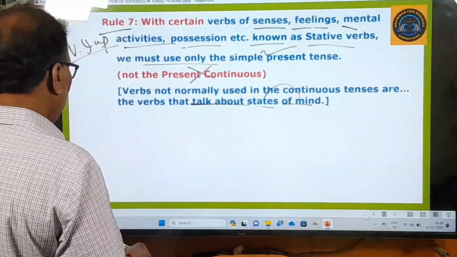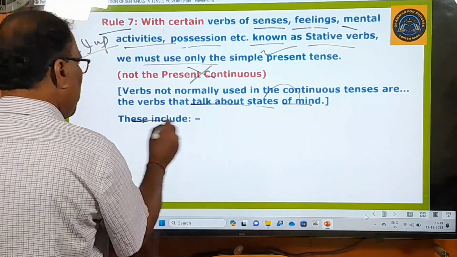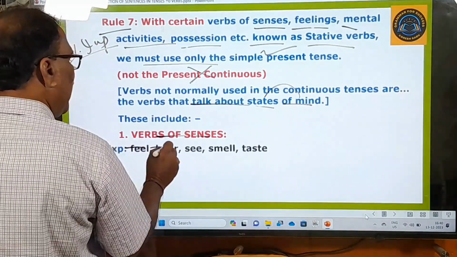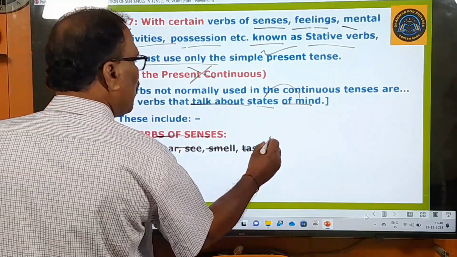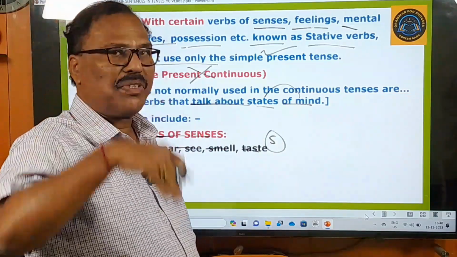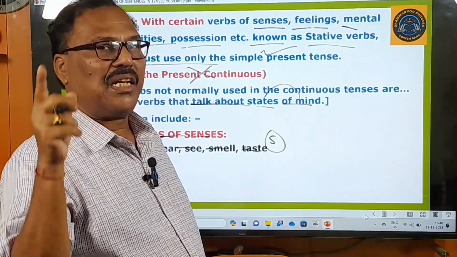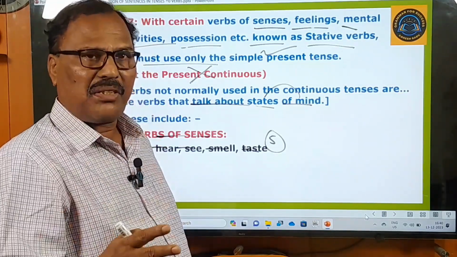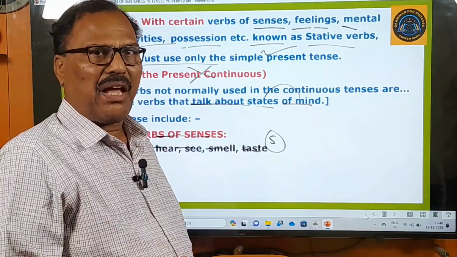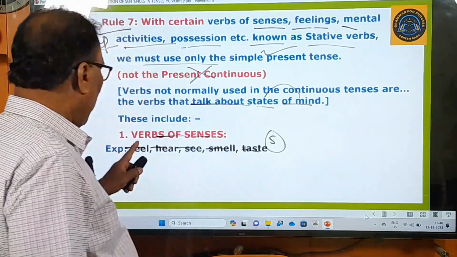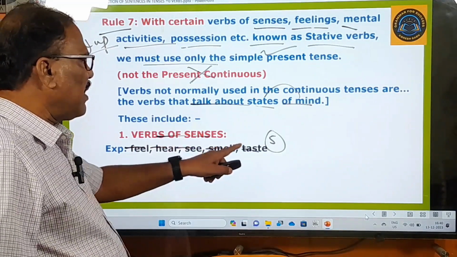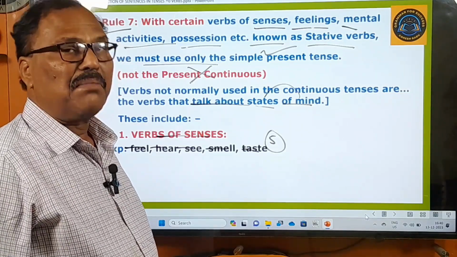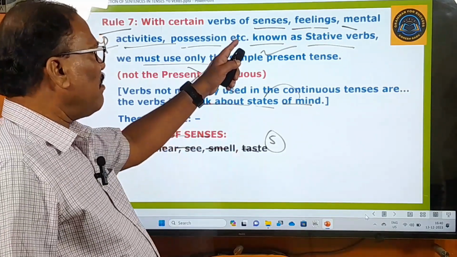And here let me give the list. These verbs include, first, verbs of senses. What are the verbs of senses? Feel, hear, see, smell, taste. We have 5 senses. Sometimes we say, my 6th sense is telling me this. You sometimes make use of that word 6th sense, but normally each and every human being has only 5 senses: feeling, hearing, seeing, smelling, tasting. These verbs are not normally used in the continuous tenses. They are always used only in the simple present tense.